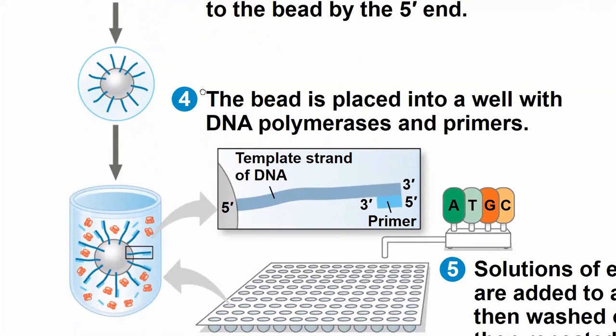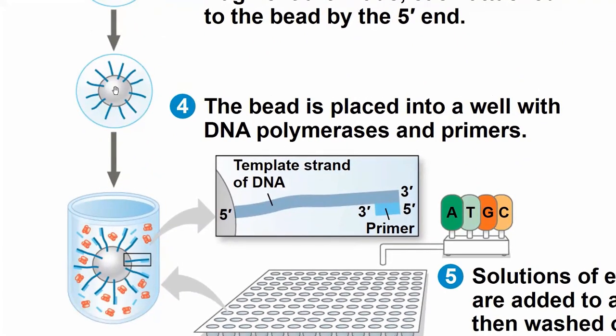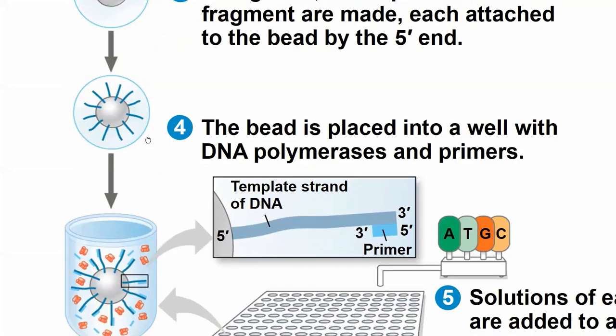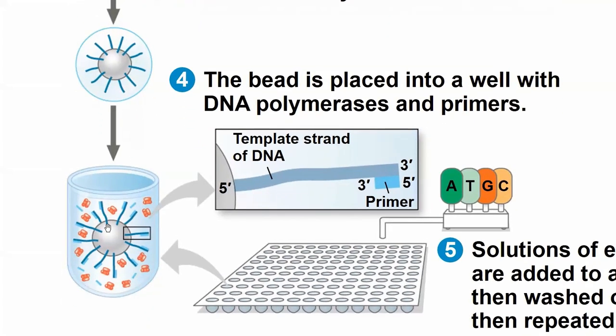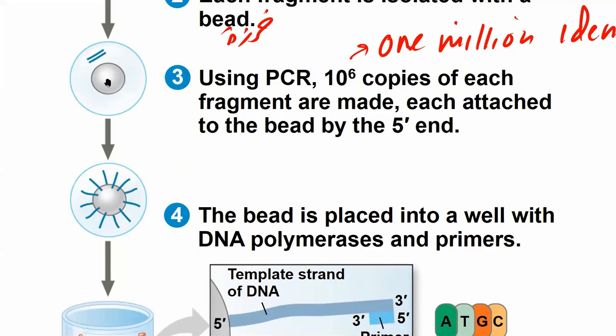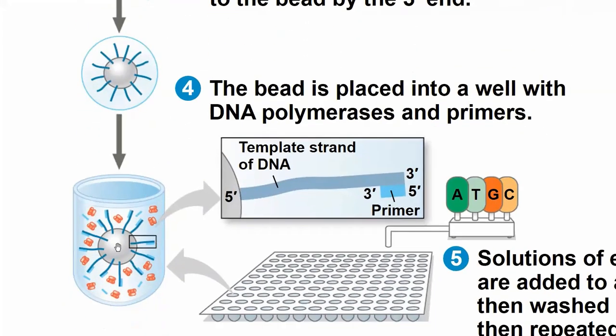Then each bead carrying these millions of identical, short DNA fragments will be placed inside a well. So there will be millions of wells. Here we're just showing you a couple of them. We start with millions of beads, so we will have millions of wells, and each well will have only one bead.